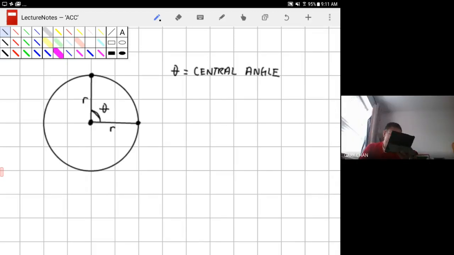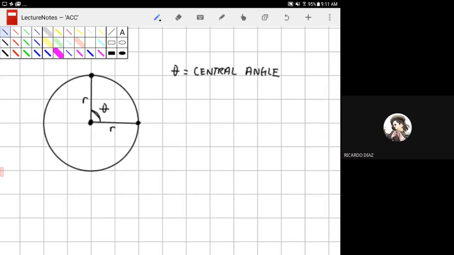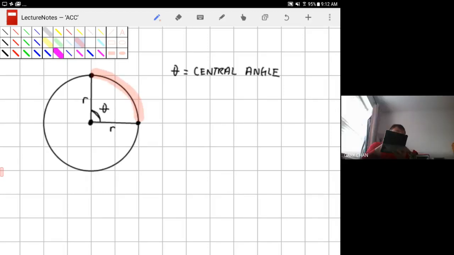So this is all vocabulary from last week. And what do we know about the central angle and the prescribed arc here? What do we know about the relationship between the central angle and prescribed arc?